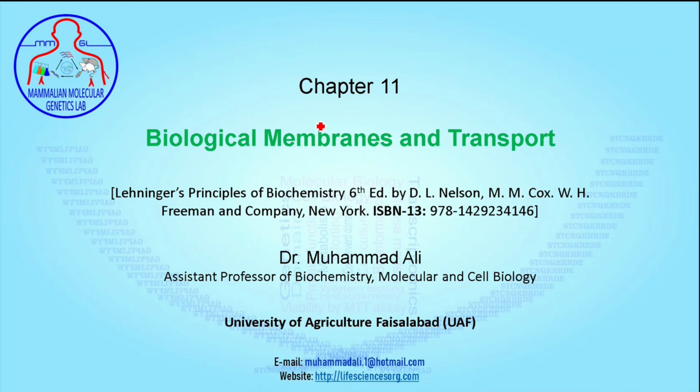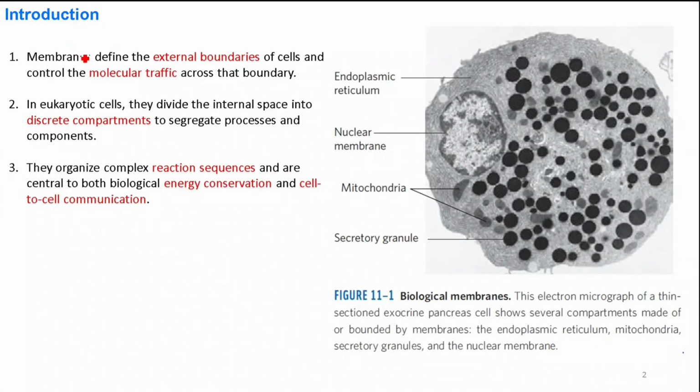Bismillahirrahmanirrahim. We are going to start chapter 11, the biological membrane and the transport. We are going to study this chapter from the Lehninger Principles of Biochemistry, 6th edition, published in 2013. Why do we need to study the biological membrane and the transport? Because the membrane defines the external boundaries of the cell. We all know the membrane is present to define the external boundaries. They are also controlling the molecular trafficking. That's why we need to study the biological membranes.